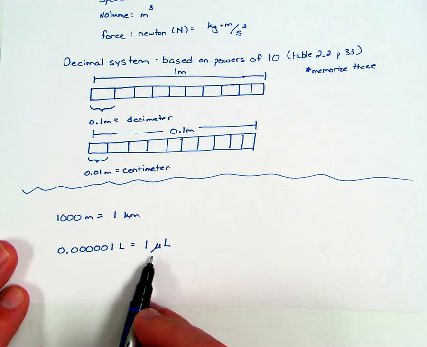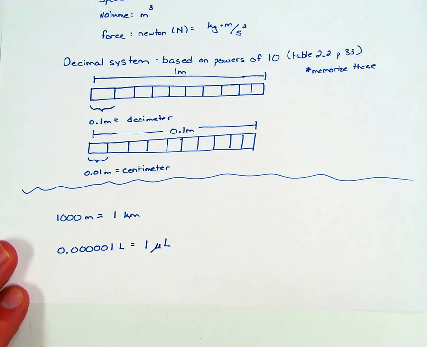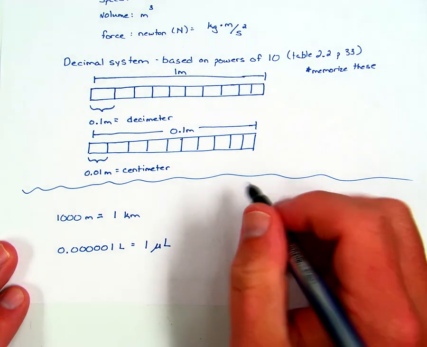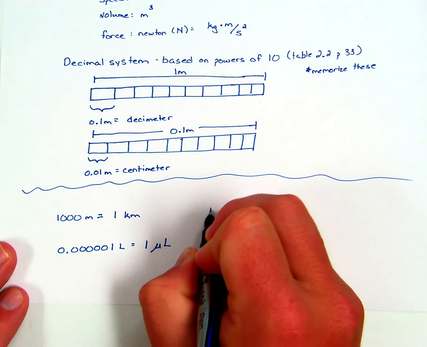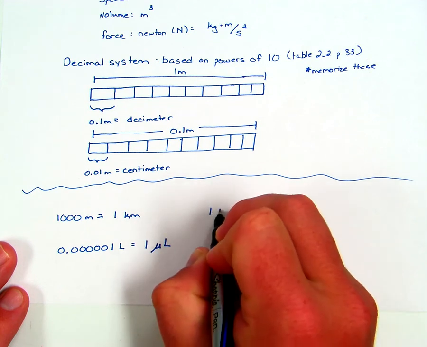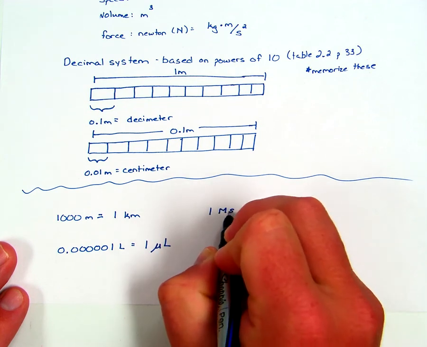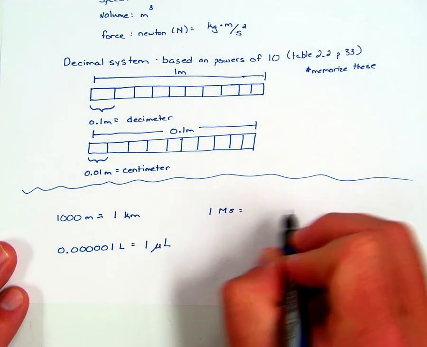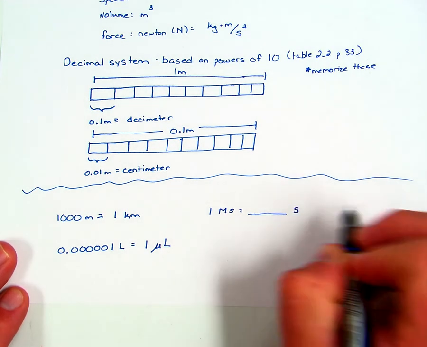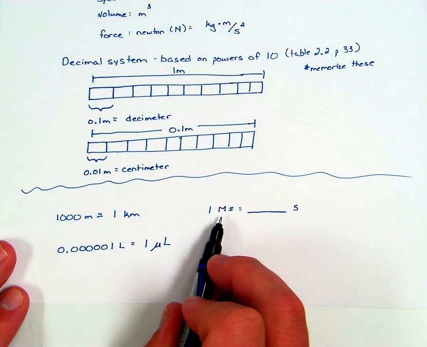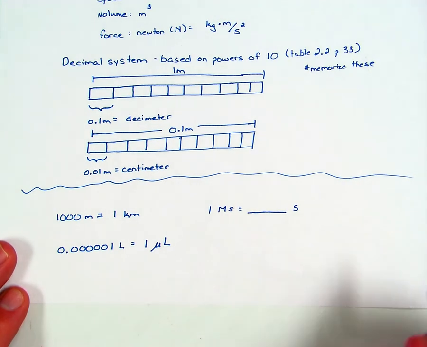Now what about this? Let's say I had 1 megasecond. I want to know how many seconds that is equal to. Well, the prefix mega, if you look on your chart, means a million. So this would be equal to 1 million seconds, or 10 to the 6th.